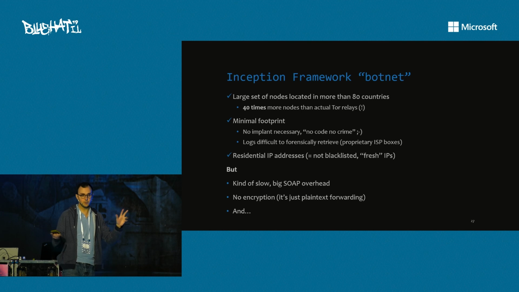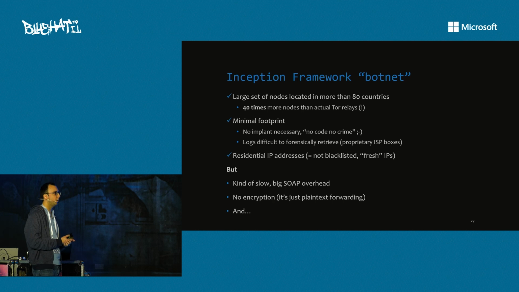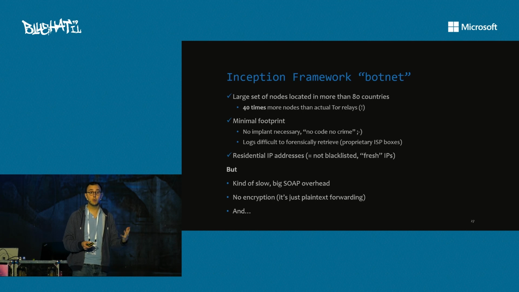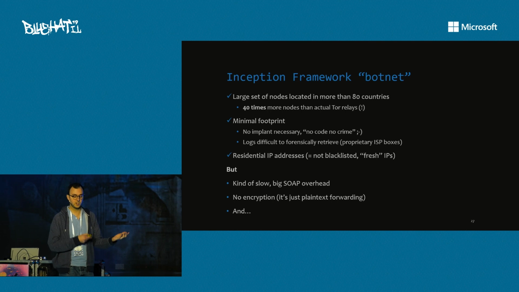And about this botnet, because we can call it a botnet because they are made of compromised routers. Even if there is no payload, I mean no binary, it's still a botnet in my book. So there is a large set of nodes located in more than 80 countries. It's 40 times more nodes than actual Tor relays. So I guess maybe that's why the threat actor has been choosing this technique.